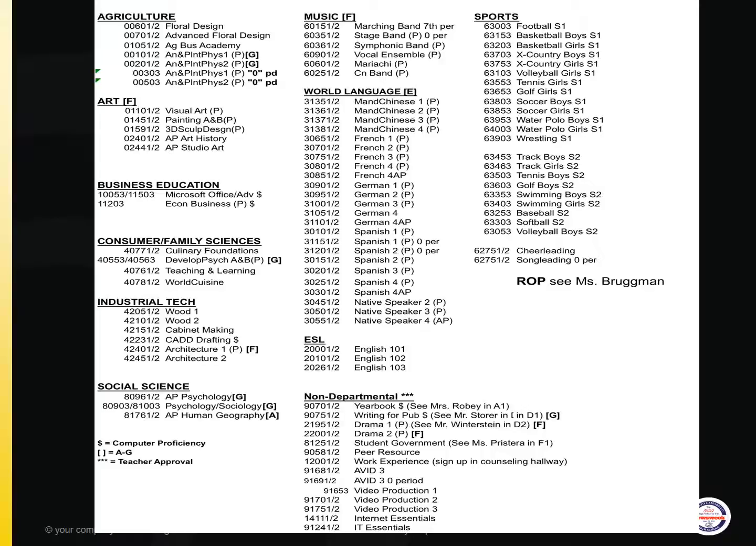Down to Social Science, AP Psychology, which is also run as a 0 period. College Prep Psychology and Sociology, and even if you've taken Geography as a freshman, you can take AP Human Geography and still take the AP test at the end of the year.